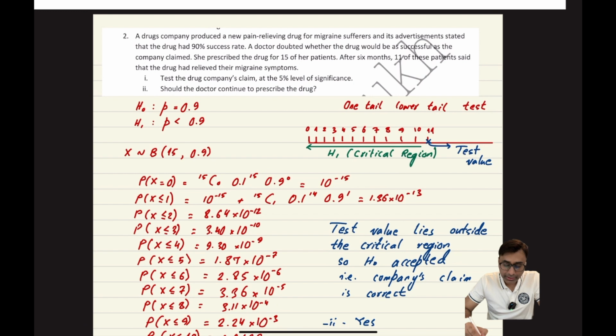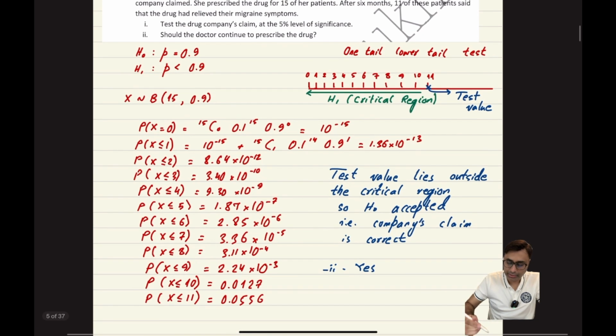To test the claim, since it's a lower tail test, I get the cumulative probability up to the value where it exceeds 5%. I calculate the probability of 0, then the probability of 0 and 1 by adding the probability of 1 to the previous probability, then I add the probability of 2, then the probability of 3, and I keep doing that till I see I exceed 5%. The 5% is exceeded between 10 and 11, so you know that your critical region lies between 10 and 11.